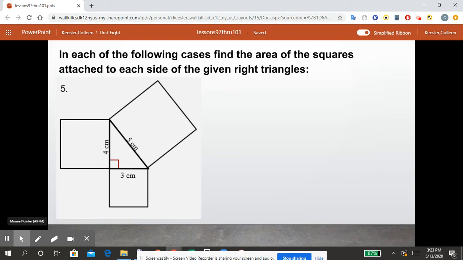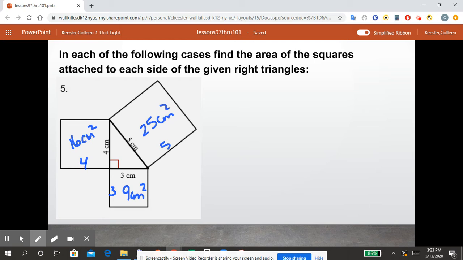In each of the following cases, find the area of the squares attached to each side of the given right triangles. So while we're doing this, we're going to be looking for a relationship to see if we can come up with an equation that can be used to find the side lengths of any right triangle. So in this case, we have a square that's 4 by 4. And to find the area of a square, we just multiply those sides. 4 by 4 is 16. So this square is 16 centimeters squared. Then this bottom square is 3 by 3, making that 9 centimeters squared. And the largest one, the one with the hypotenuse, is 5 by 5, making it 25 centimeters squared.